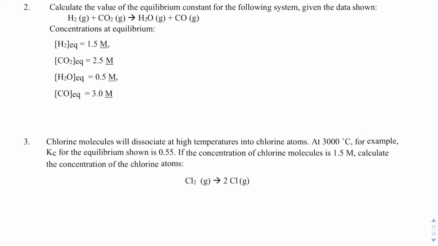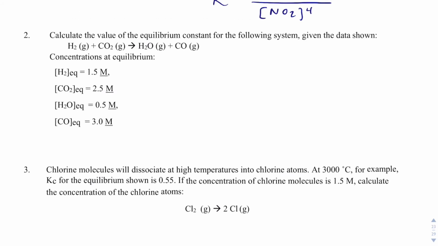Okay, so calculate the value of the equilibrium constant, which is K, for the following system given the data shown. So what I'm first going to do is write my K expression. K is equal to H2O times CO divided by H2 divided by CO2. Now, if this water was liquid, this would not be included in my expression. But it's not a liquid, it's a gas here, so we're good to include it.